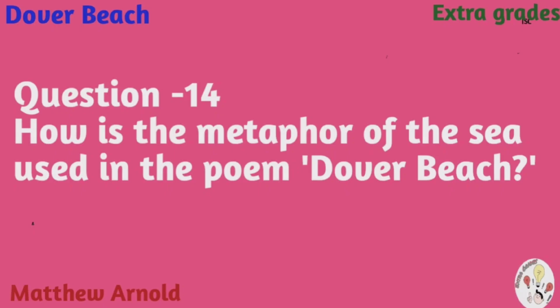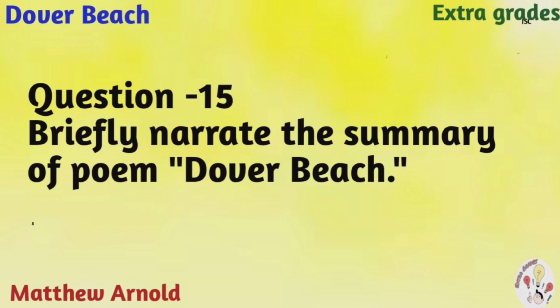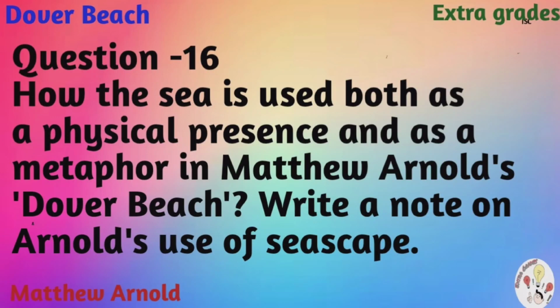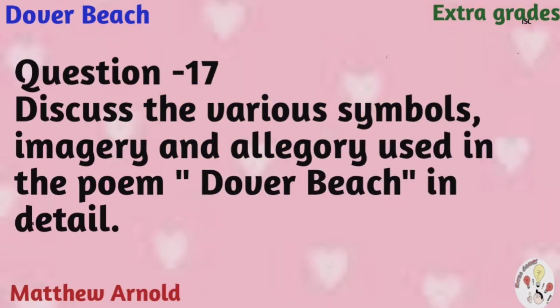How is the metaphor of the sea used in the poem Dover Beach? This is your question number 14. Now question number 15. Briefly narrate the summary of the poem Dover Beach. Question number 16. How is the sea used both as a physical presence and as a metaphor in Matthew Arnold's Dover Beach? Write a note on Arnold's use of seascapes. Question number 17. Discuss the various symbols, imagery, and allegory used in the poem Dover Beach.